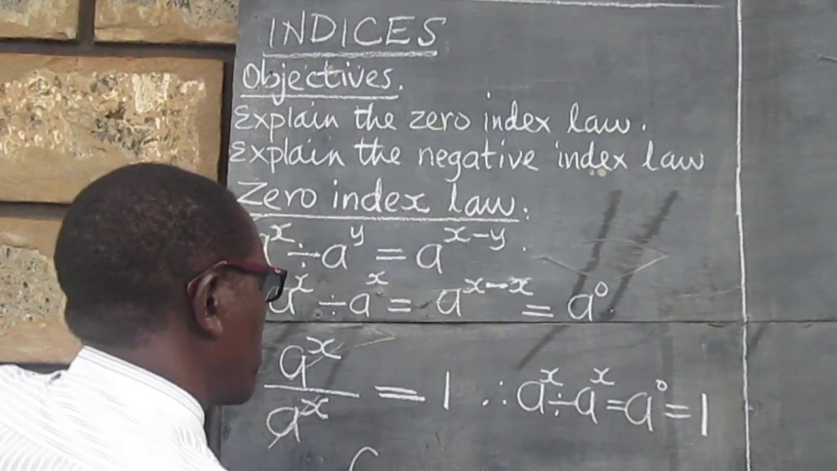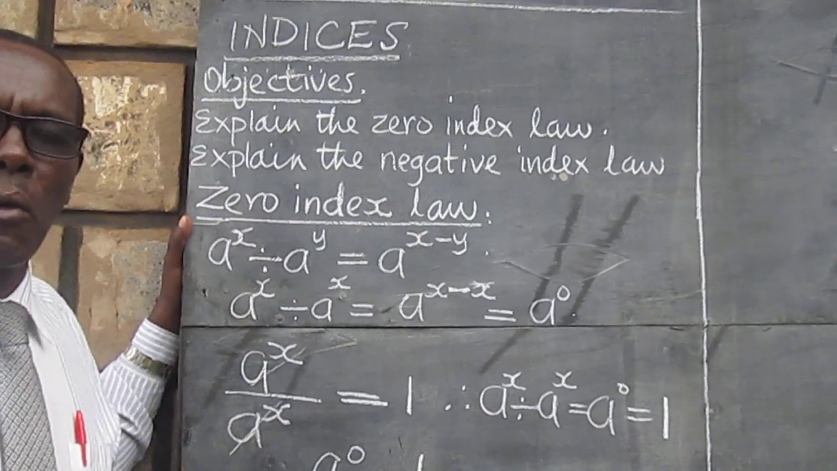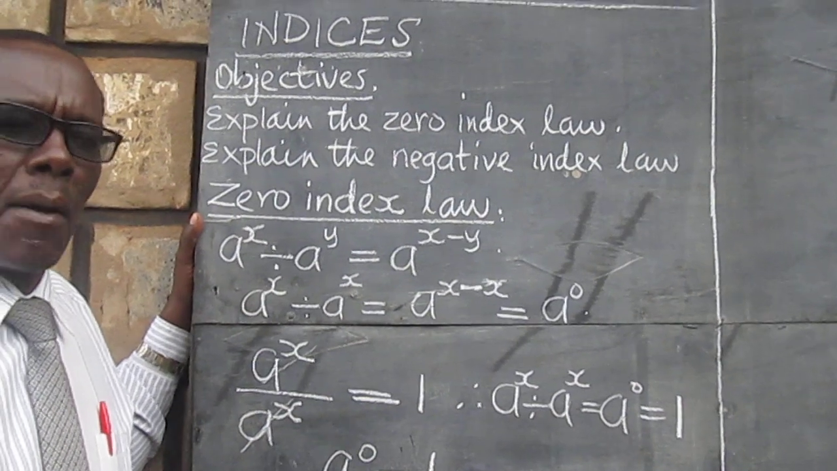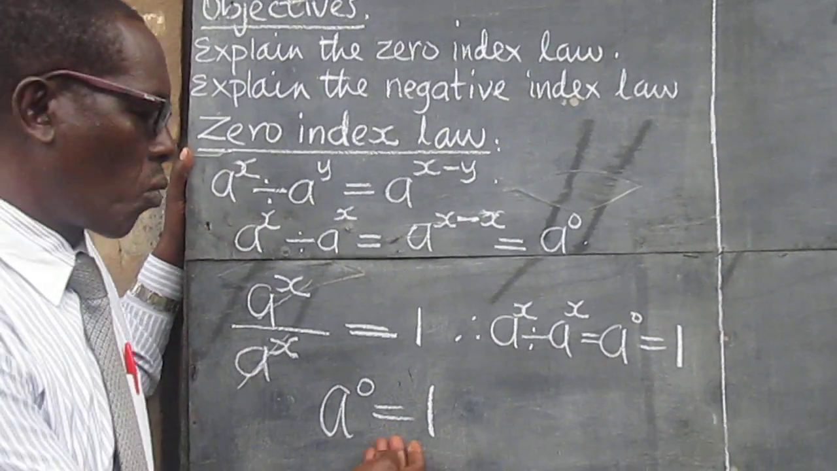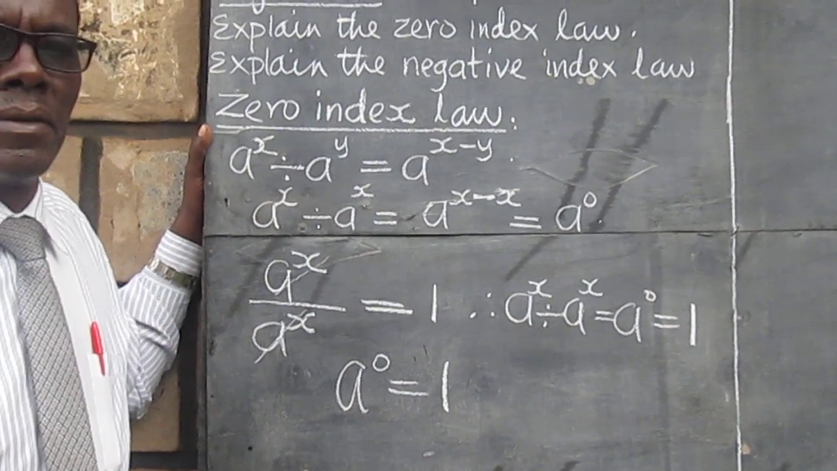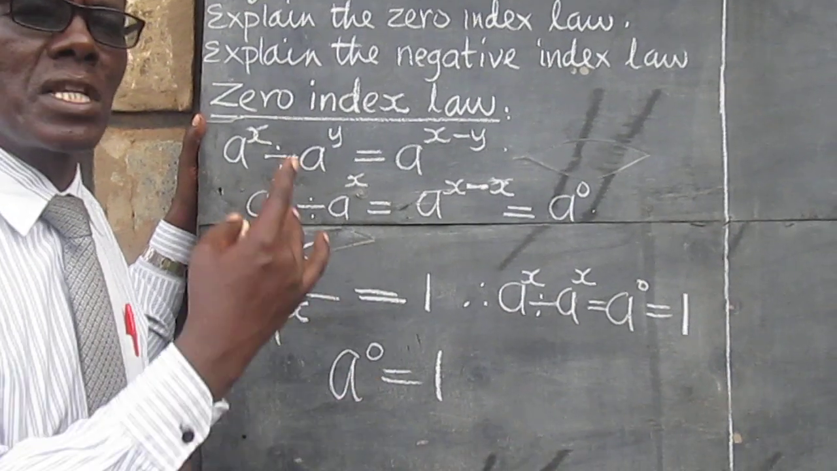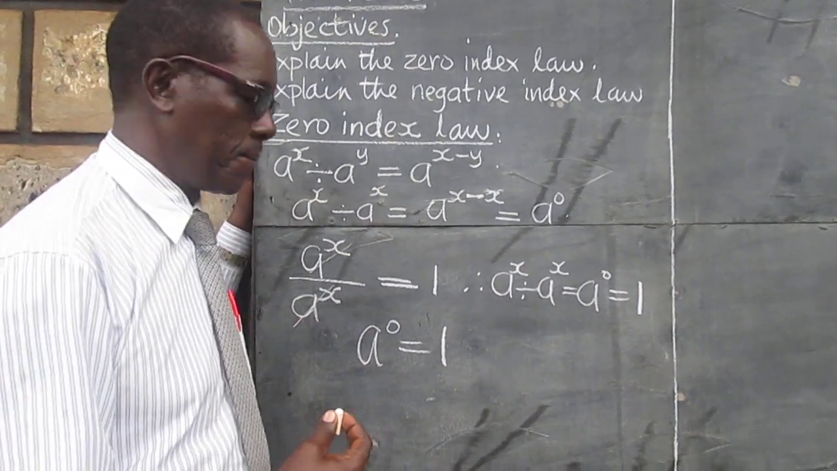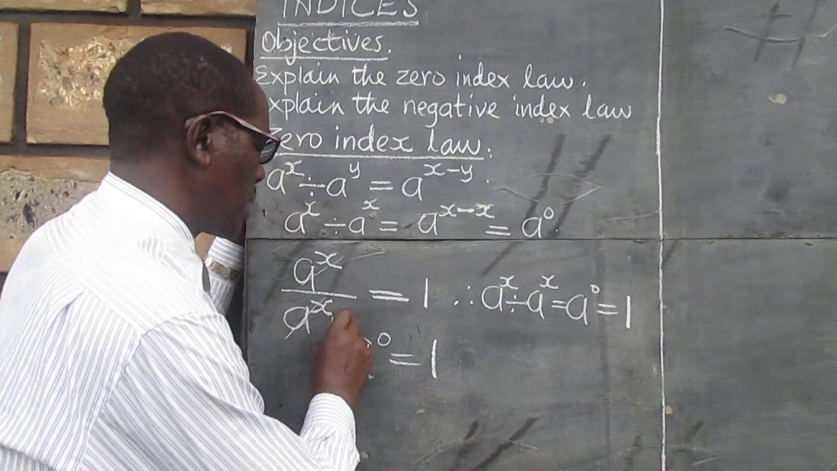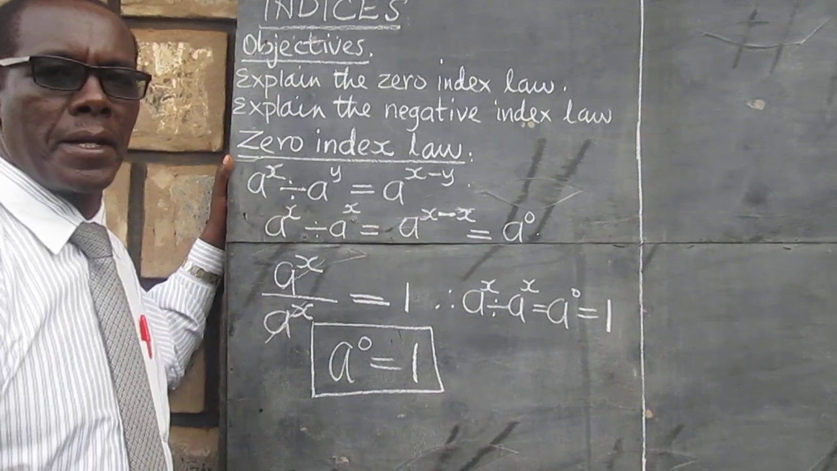A raised to 0 equal to 1 is another way of saying any number raised to the power of 0 is equal to 1. If we are given any number, let's say 2 raised to 0, 3 raised to 0, 100 raised to 0, any number, we can as well replace that number with 1.